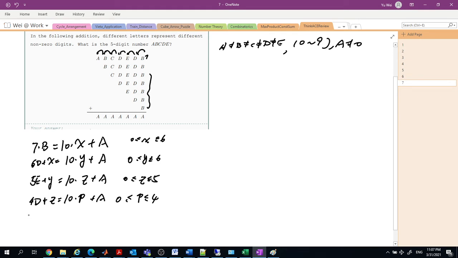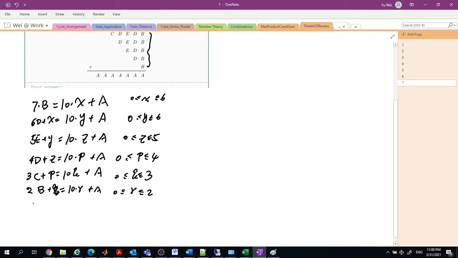Now next, 3c plus p equals 10q plus a, right? So now we have the carrying the 4, 3 times 9 is 27 plus 4 is 31, so q should be less than or equal to 3. Then we have 2 times b plus q equals 10 times r plus a, right? So q is 3, 2 times 9 is 18 plus the 3, so r is less than 2. Okay, now the final one is a plus r equals a, right? There's no way, no carrying. So this tells you r equals 0.